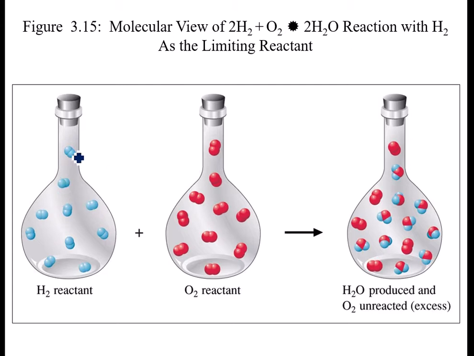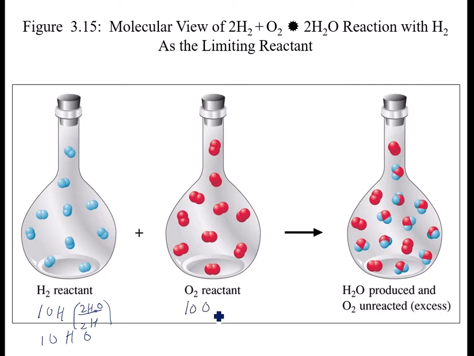Okay, so if I look, I've got 1, 2, 3, 4, 5, 6, 7, 8, 9, 10. I have 10 hydrogens. Based on this chemical reaction, it's 2 to 2, so 2 hydrogens to 2 waters produces 10 waters. I've also got 10 oxygens, so I've got 10 oxygens here.